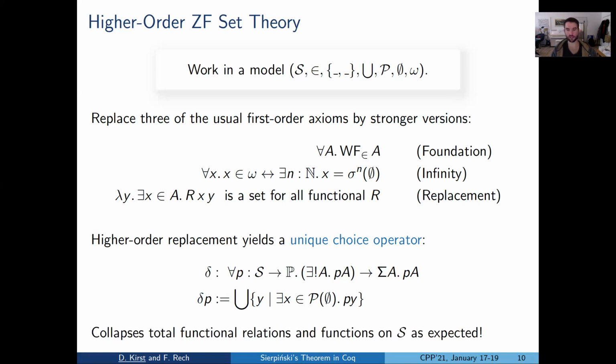And what does this mean? Well, having unique choice available just tells us that we are really doing set theory here, where there is no difference between a total functional relation and a function.